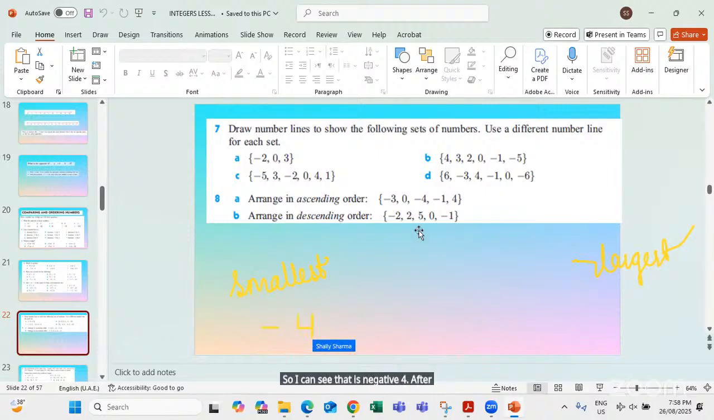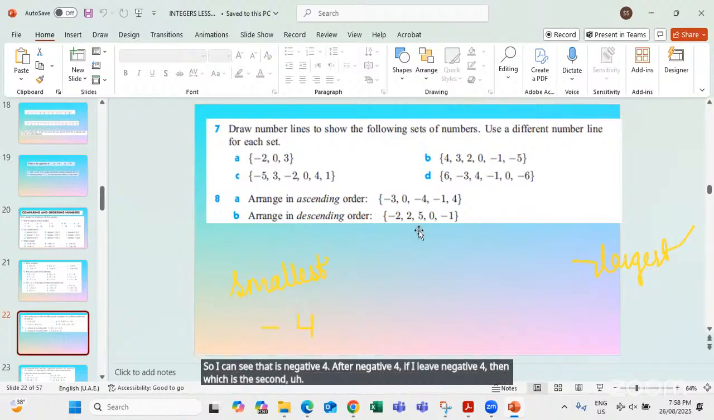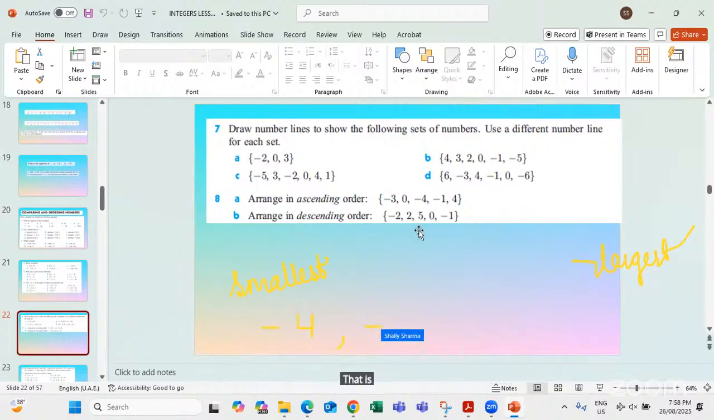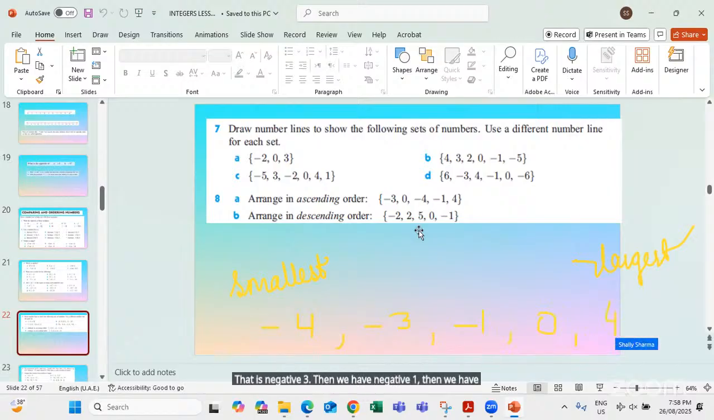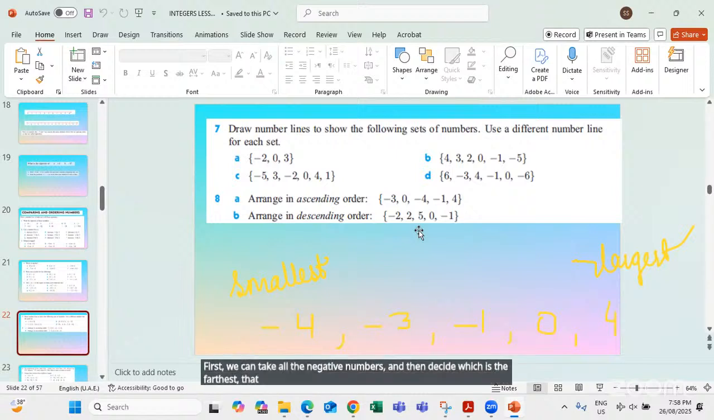After -4, if I leave -4, then the second smallest number here is -3. Then we have -1, then we have 0, and then we have 4. First we can take all the negative numbers and then decide which is the farthest, that is the smallest, and then we can continue the same process.